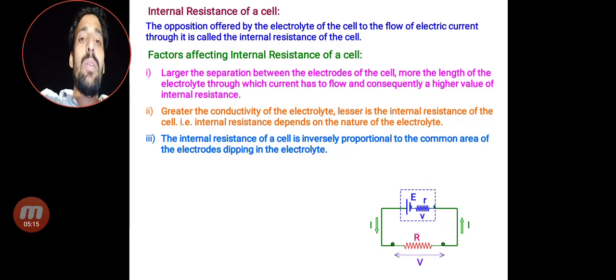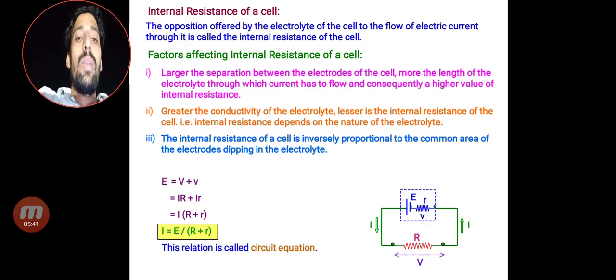When we connect a cell to an external resistance capital R, then the potential difference across the external resistance will be capital V and the potential drop on the internal resistance is small v. The maximum capacity or EMF of the cell will distribute in two parts: potential drop on the external resistor capital V and potential drop on the internal resistance small v. E equals V plus v.